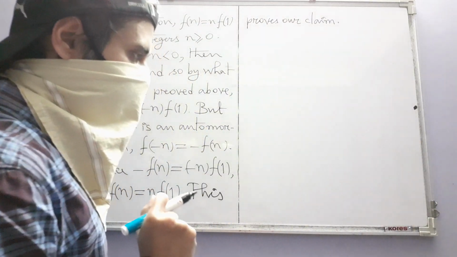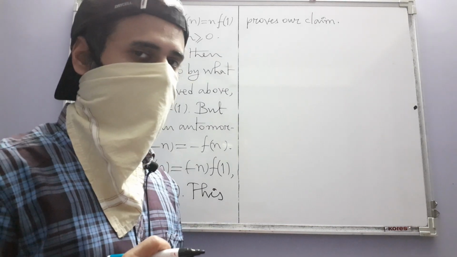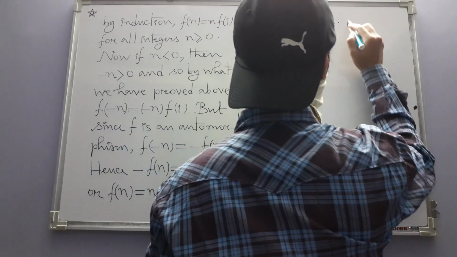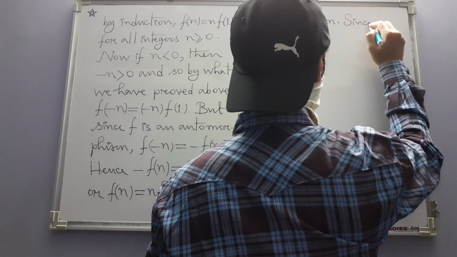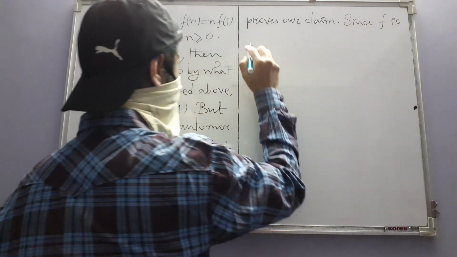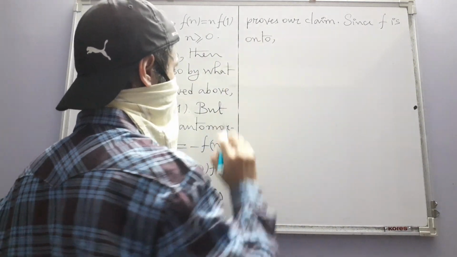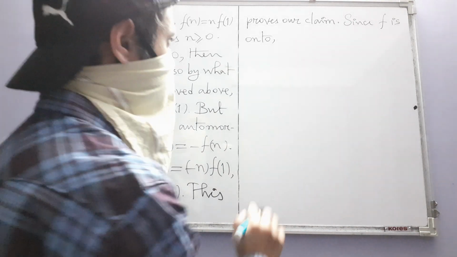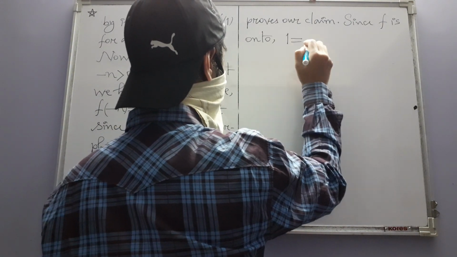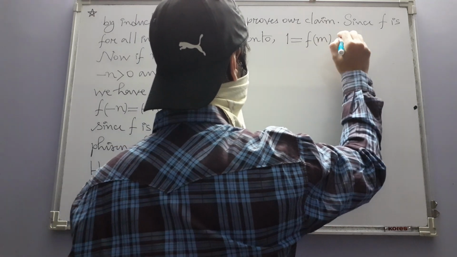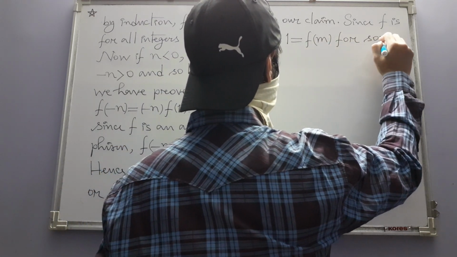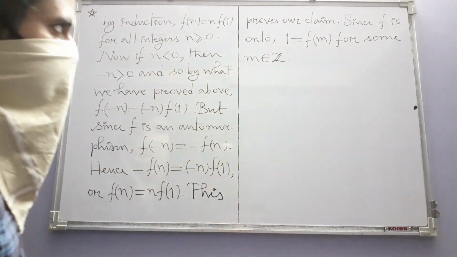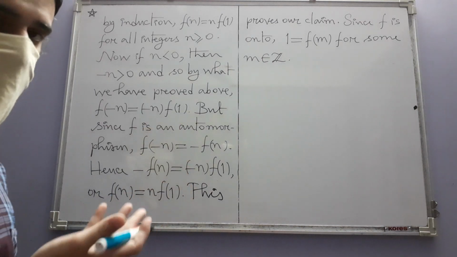Now, since f is an automorphism, it's an onto function. Naturally, it's one-to-one also, but we are going to use the onto-ness now. Since f is onto, 1 is an output of f for some input. 1 is equal to f of m for some integer m. So by what we have just now proved, that is our claim.